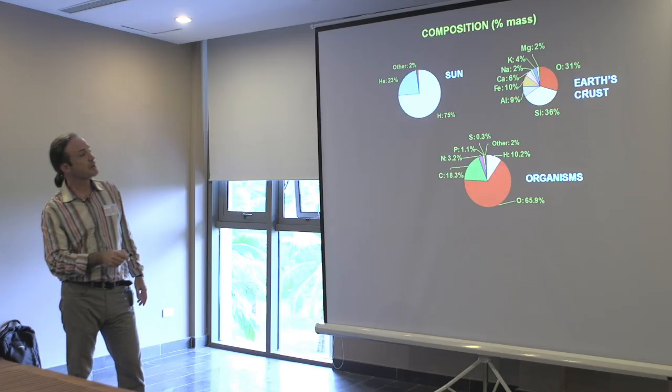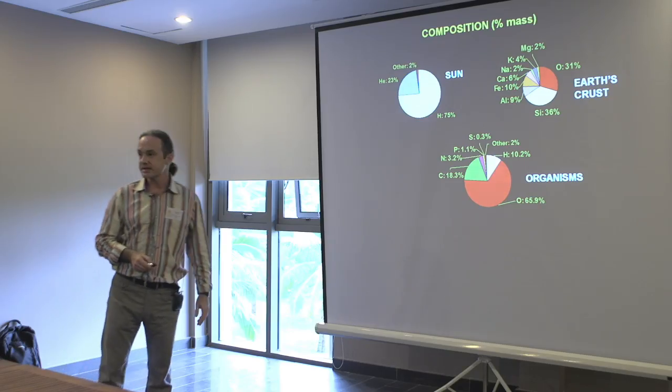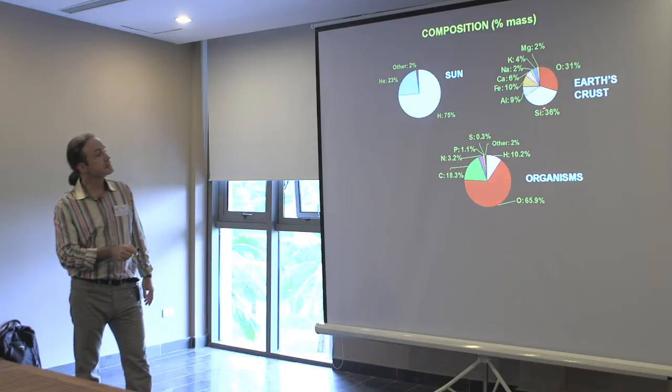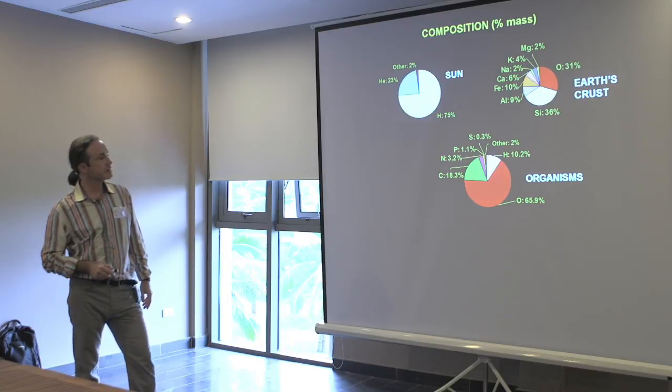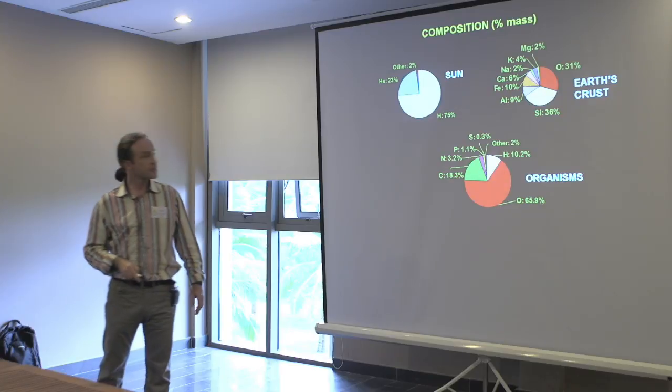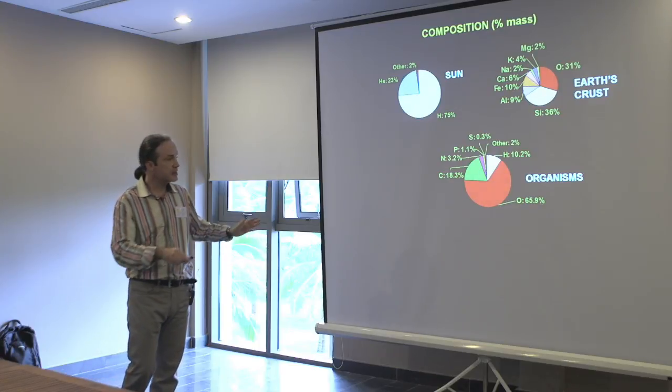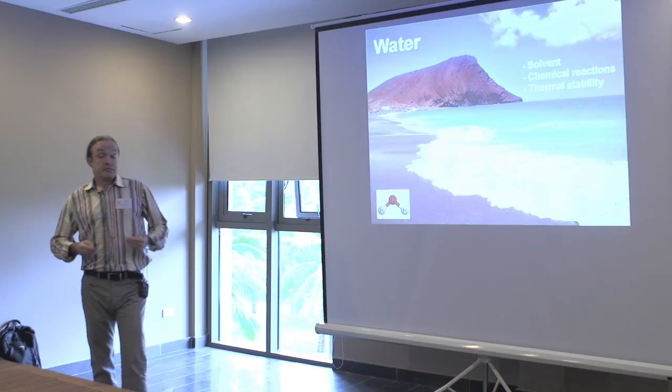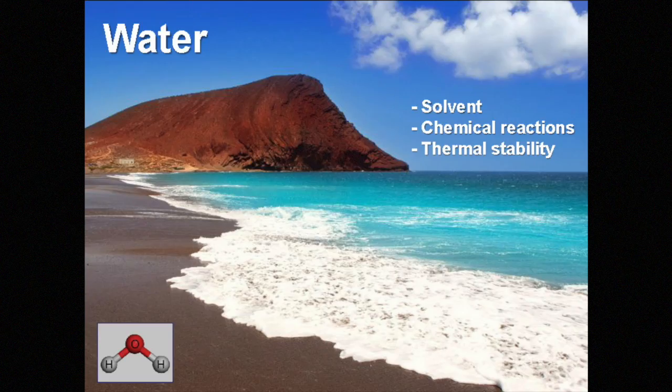The crust of our planet is mainly made of silicates, so oxygen, silicon, aluminum, iron, etc. But organisms have a quite different composition. Okay, I keep the code of the colors, and so there's oxygen, carbon, hydrogen, the other 3 main elements, and the other from 1 to 2%. Okay. So we are these elements, because we are mainly water, because water is, as we were discussing before, essential for life.